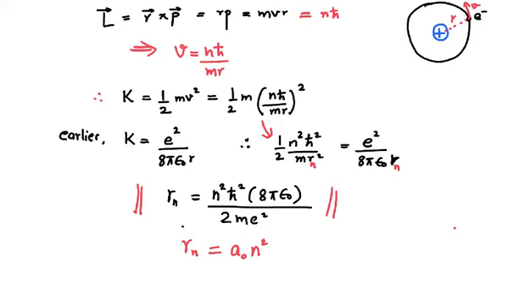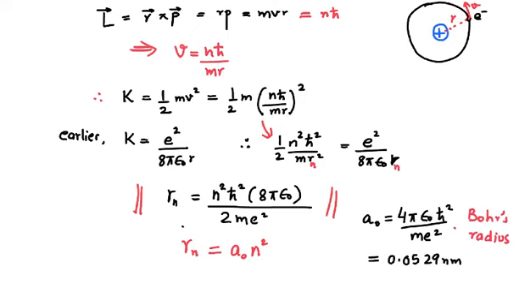Here a naught is known as Bohr's radius. That is the minimum radius for a hydrogen atom, and here a naught is equal to 0.0529 nanometers. And if you look at this equation, then you can see that this mass is the mass of an electron, e is the electronic charge, h bar, epsilon naught, pi, all are constants. So we can get this standard value. So the radius of the nth orbit actually depends on this Bohr radius and n square.